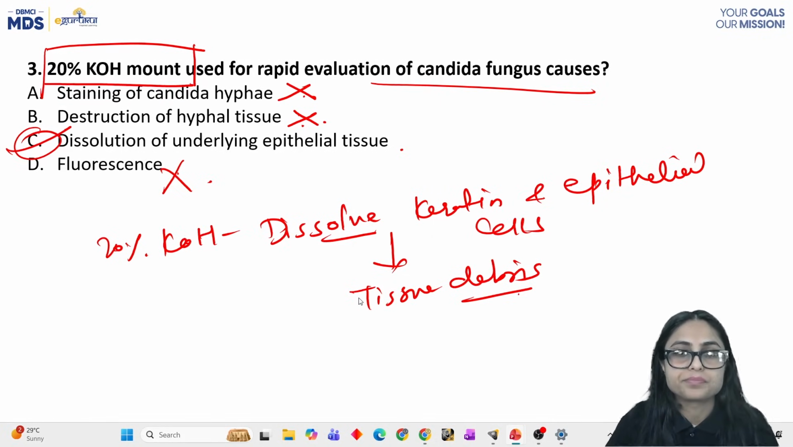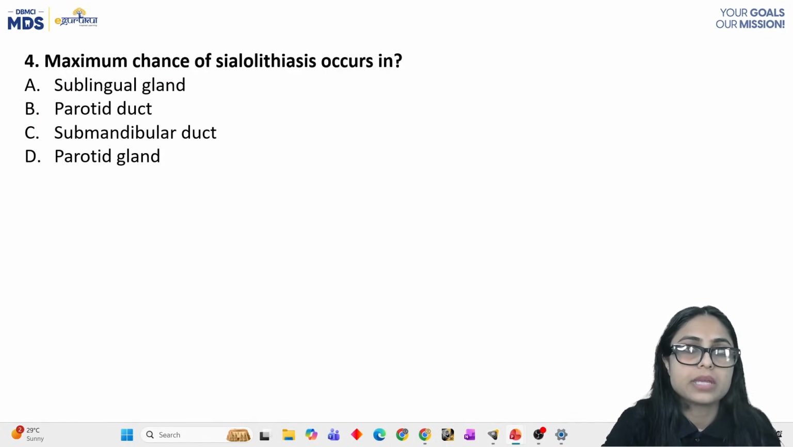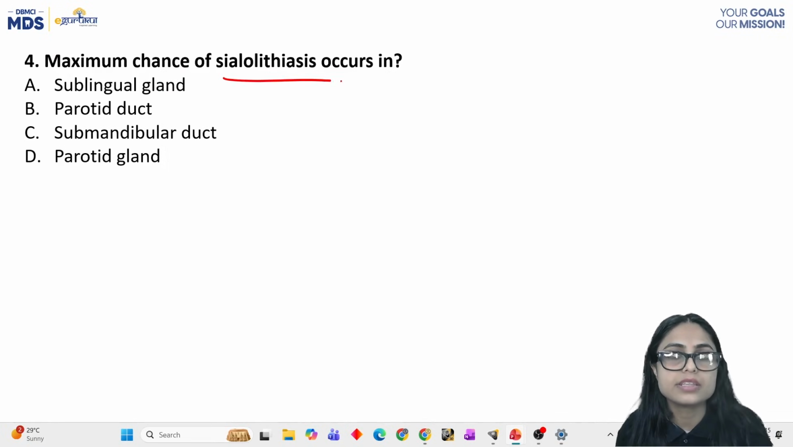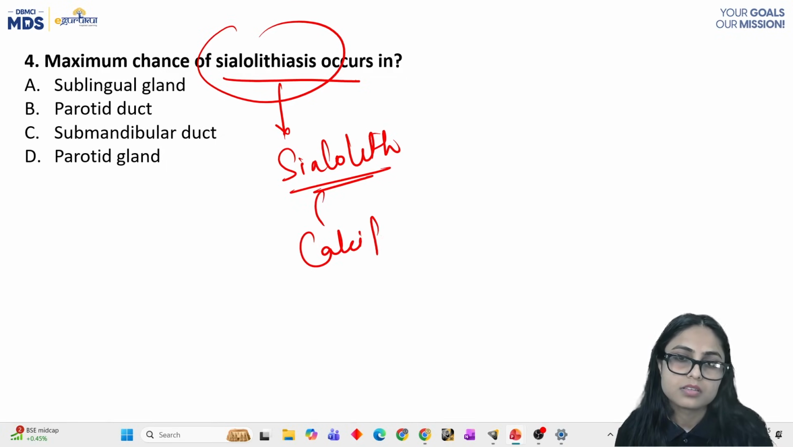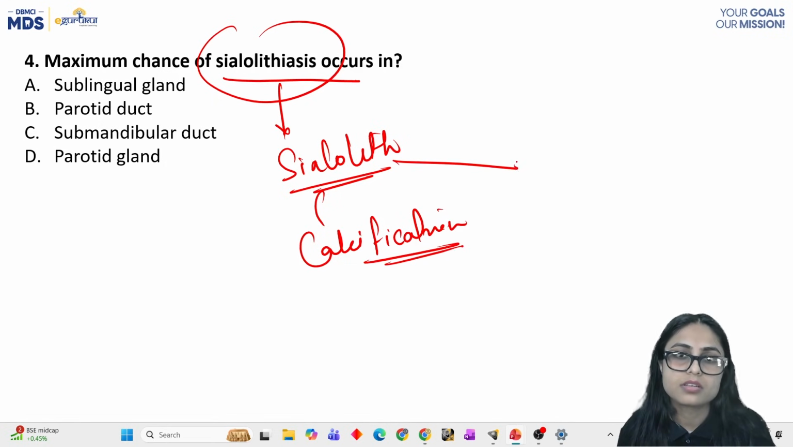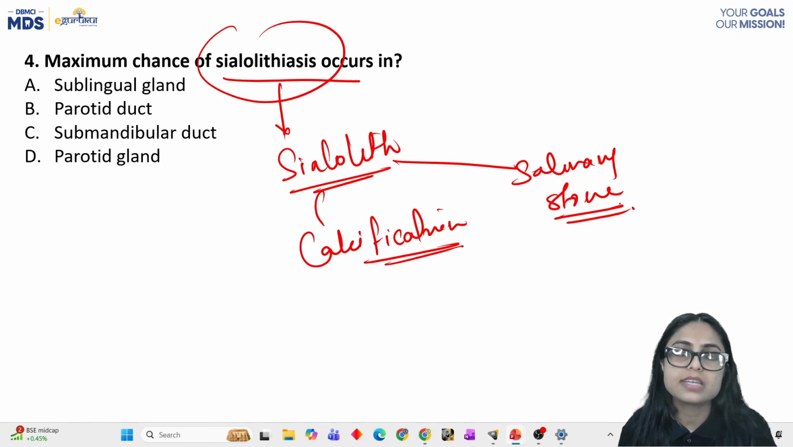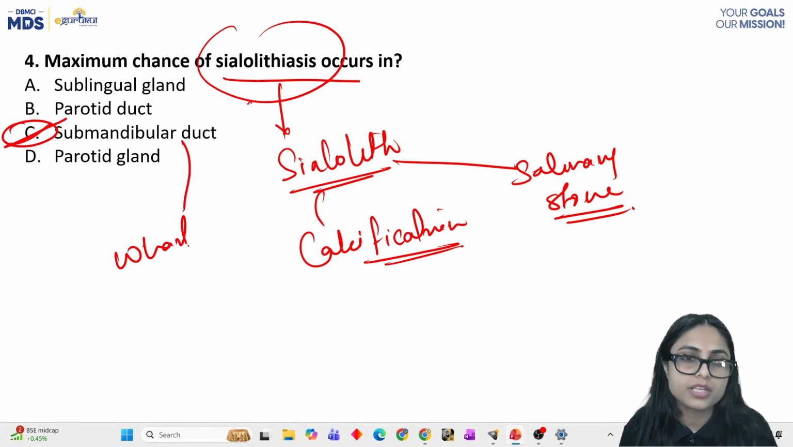Now, the next question is where there is maximum chance of sialolithiasis occurrence. Sialolithiasis is a sialolith, a calcification, or the salivary stone. The maximum chance of sialolithiasis is in the submandibular duct, which is Wharton's duct.